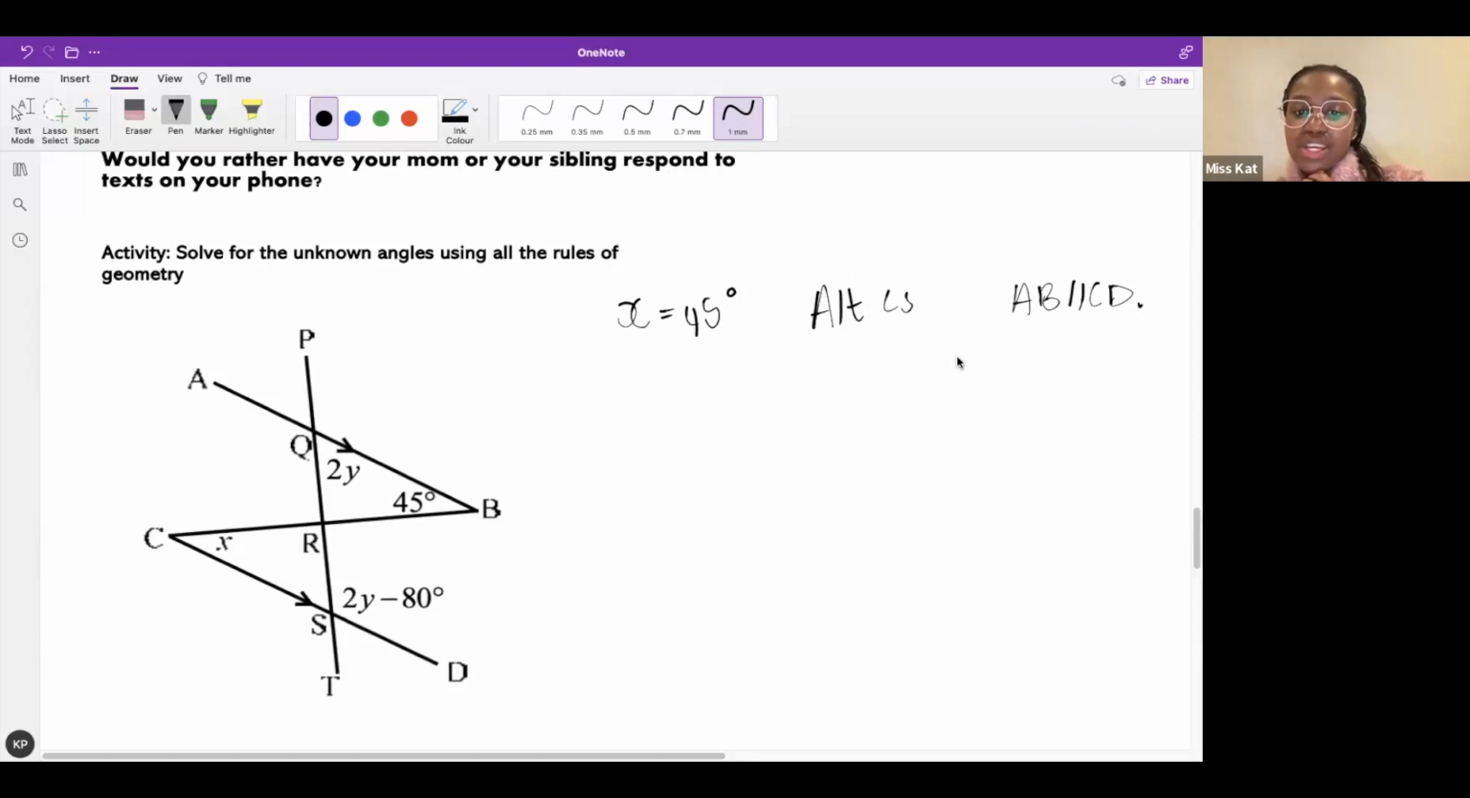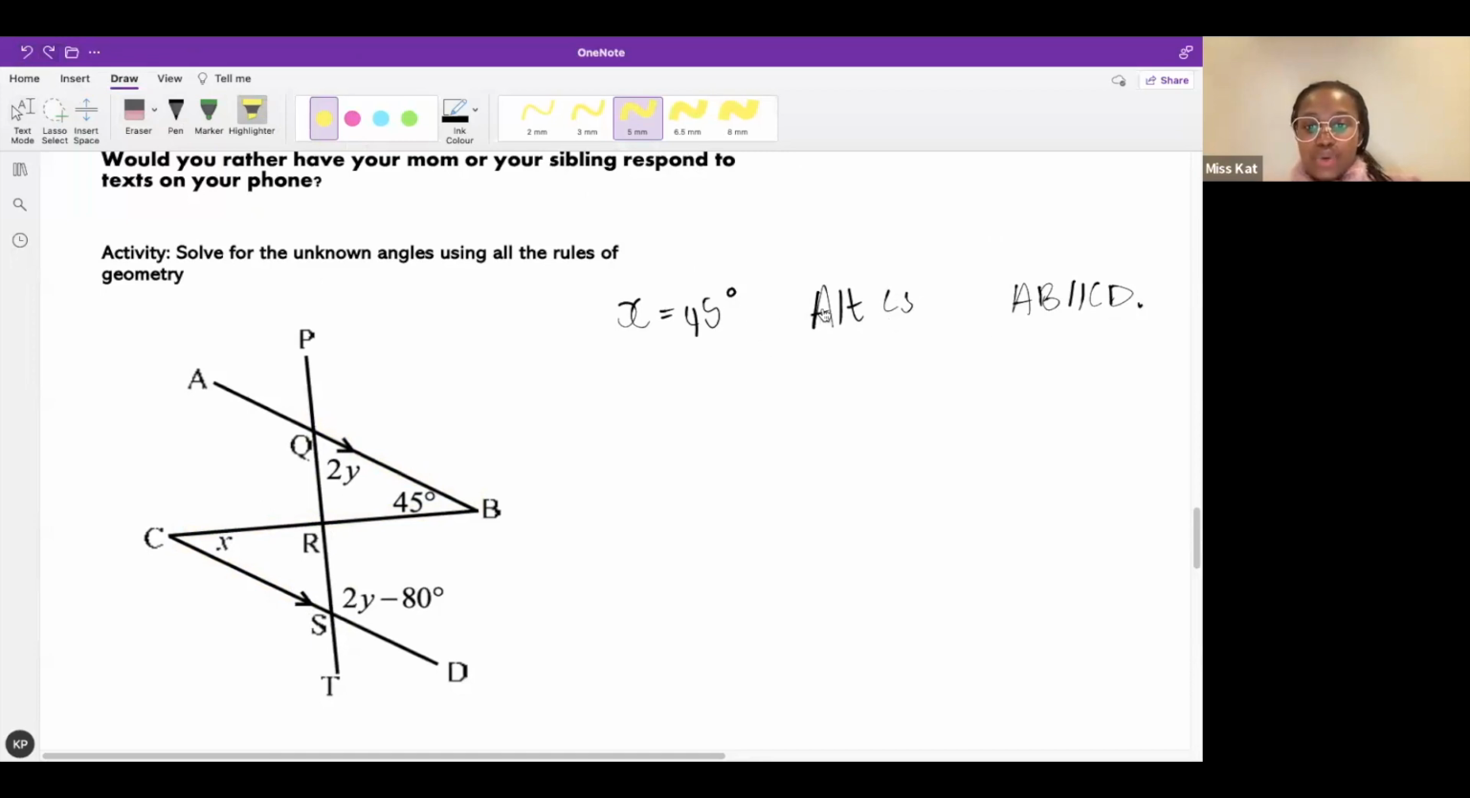Come on, guys. Look carefully and let's see if we can identify anything. Okay. Do we have any Z's that have anything to do with Y? No. Right? The only Z we have was that one, and we already used it to find X. So no, we're not going to use alternate angles.